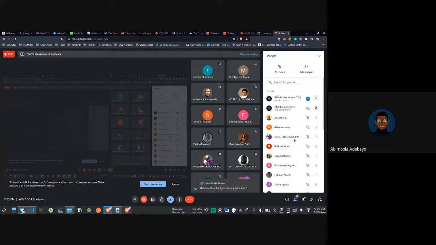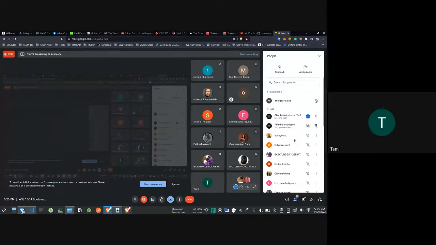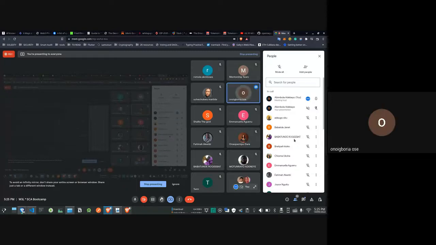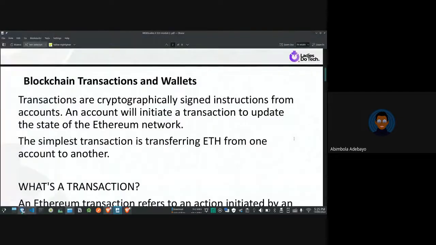Okay. From the last class, she says it is because they don't possess a private key. Is she correct? How many people agree with her? I agree. Okay. I agree with her. Okay, you all agree. So that's basically the reason, yes, she's correct. That shows that we're all following. The reason why they can't initiate transactions is because they don't have a private key.